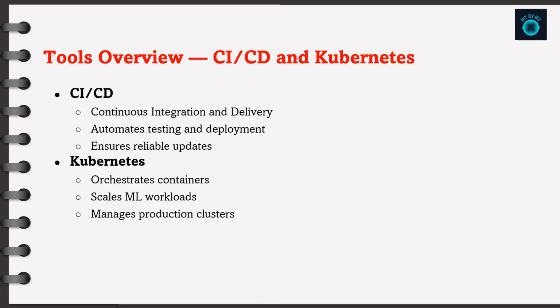Kubernetes, often called K8s, is a container orchestration platform. It manages how multiple containers run across servers or cloud machines. In MLOps, Kubernetes is used to scale model inference, schedule training jobs, and ensure high availability. When combined with Docker and CI/CD, Kubernetes gives you a full production-grade infrastructure that can handle complex machine learning workloads. In summary, Git and Docker provide the foundation. DVC and MLflow manage data and experiments, and CI/CD with Kubernetes automate deployment and scaling, forming the complete MLOps toolchain.